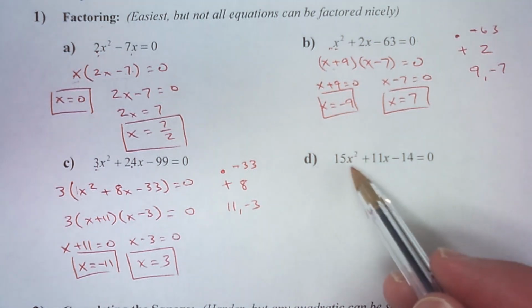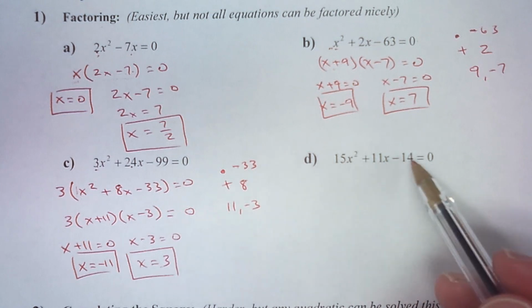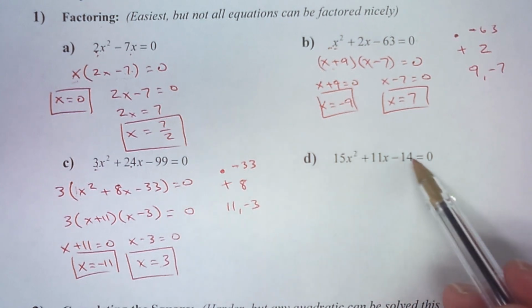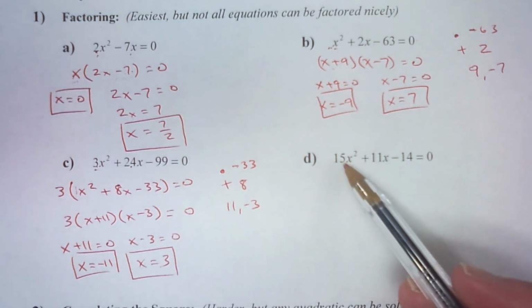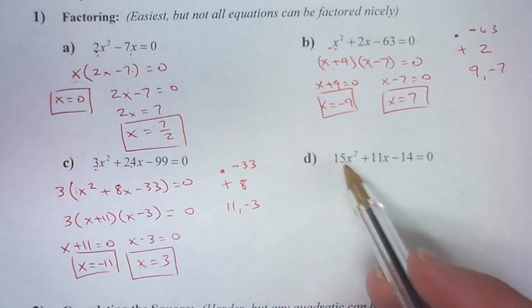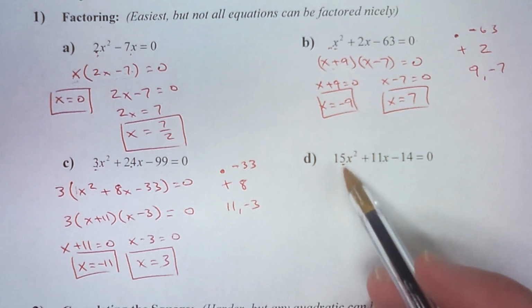Okay, then my last one here, I have a lead coefficient other than 1. And the first thing I'm looking for is a GCF. Now, they don't all have an x, so I can't factor out an x. Okay, does anything go into 15, 11, and 14? I think the biggest number that does that is 1. So I really can't factor anything out. So there's no GCF to factor out. So I'm going to have to factor this a little differently.